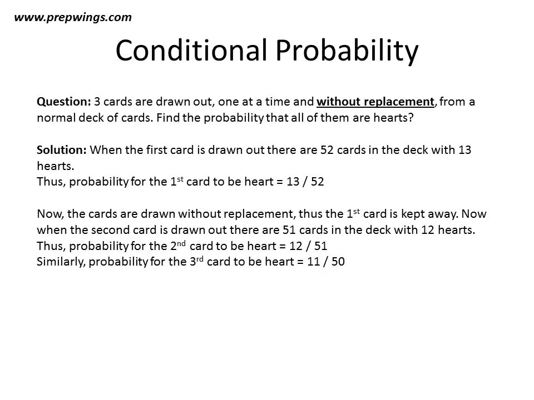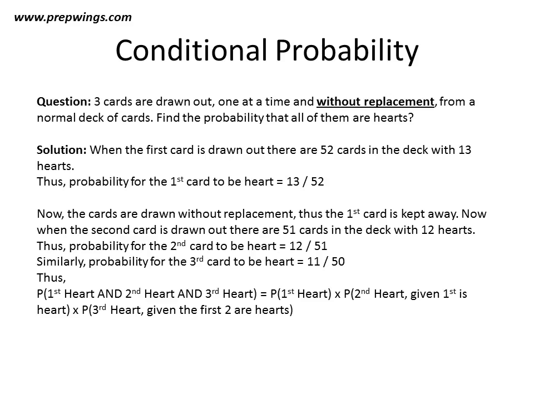Similarly, the probability for the third card to be a heart will be 11 upon 50. Because when we withdraw the second card, we keep it with us. So we have 50 cards left and 11 hearts left now. So the probability for first heart and second heart and third heart will be equal to the probability for the first heart multiplied by the probability for the second heart given the first is a heart, which is 12 by 51, multiplied by the probability of the third heart given the first two are hearts, which is 11 by 50.